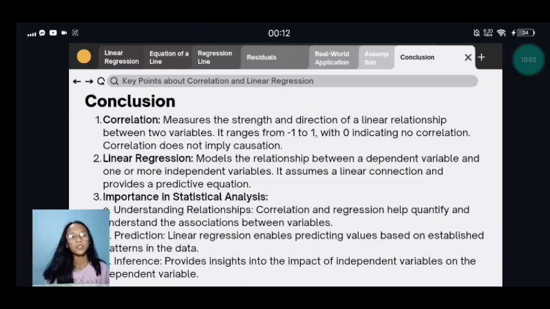Second is linear regression, which models the relationship between a dependent variable and one or more independent variables. It assumes a linear connection and provides a predictive equation. Number 3 is its importance in statistical analysis. A, understanding relationships: correlation and regression help quantify and understand the associations between variables. B, prediction: linear regression enables predicting values based on established patterns in the data. And C, inference: it provides insights into the impact of independent variables on the dependent variable.